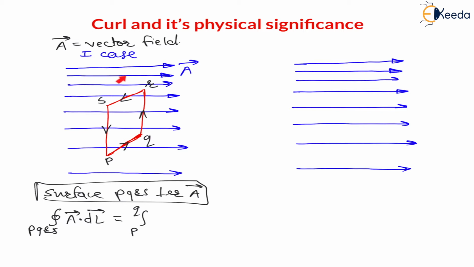At top, vector field is maximum. At bottom, vector field is minimum. Let us say on PQ, vector field is A1. On QR, vector field is A2. This is my assumption. On RS, vector field is A3. And on SP, vector field is A4. These are my some assumptions, right? Now, randomly you can consider any value. No need of any values here.